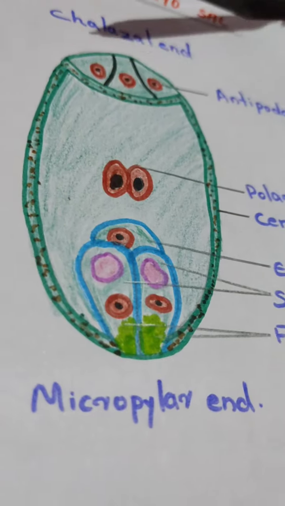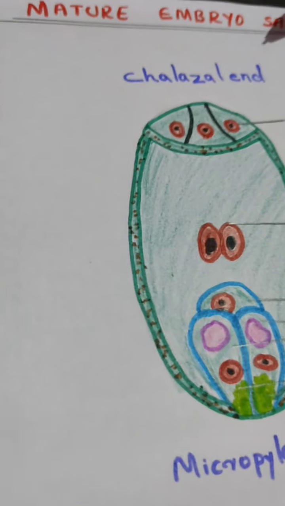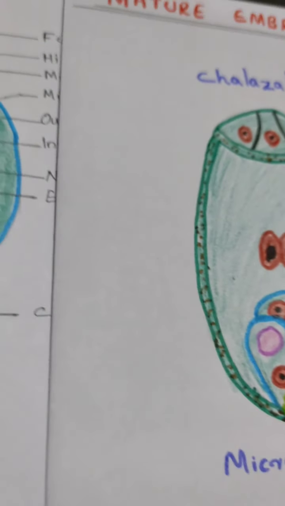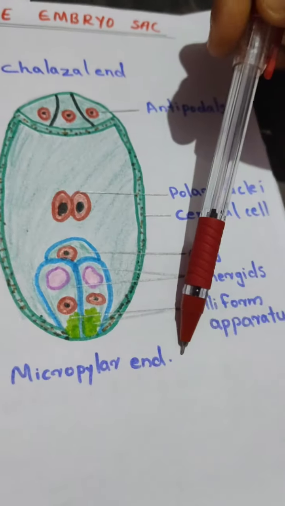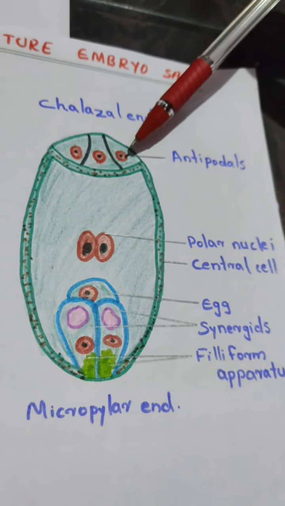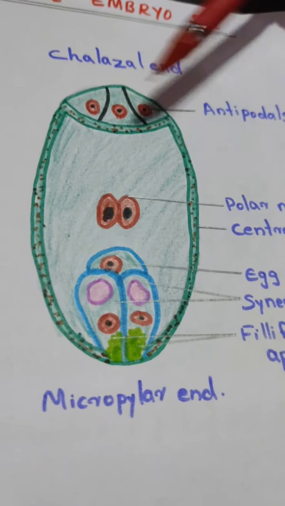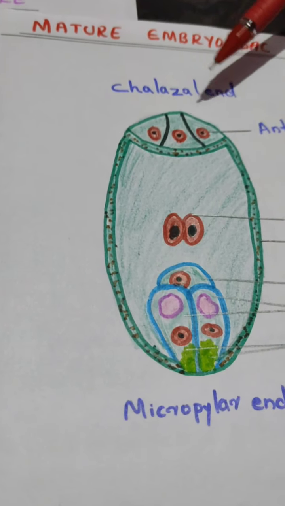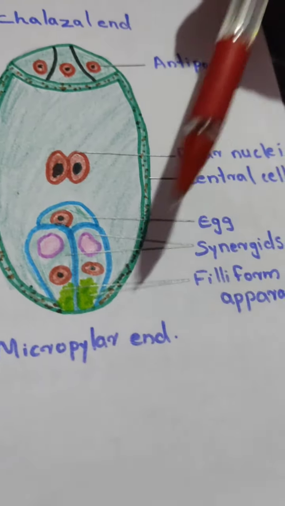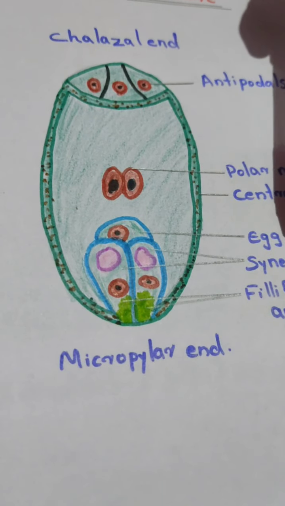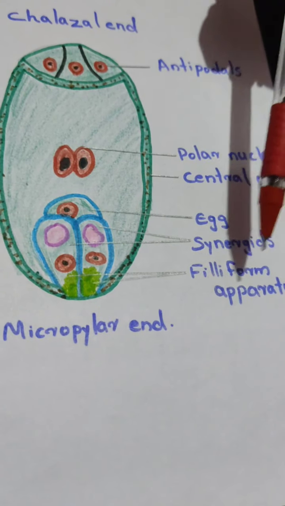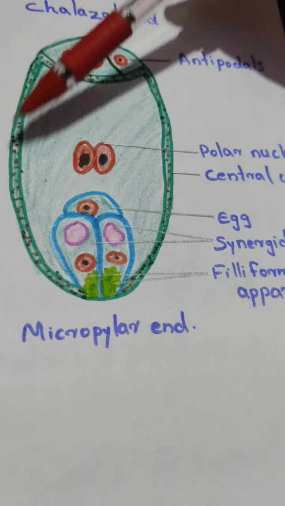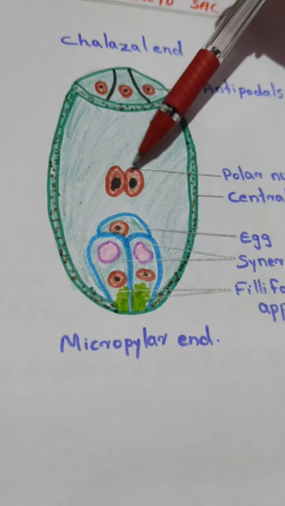These are the main structures of the mature embryo sac: two ends, the chalazal end and the micropylar end. 8 nuclei and 7 cells. The 3 cells at the chalazal end are called antipodals. Then at the micropylar end, 3 cells, that is the 2 synergids and 1 egg cell. Then a large central cell contains 2 polar nuclei.